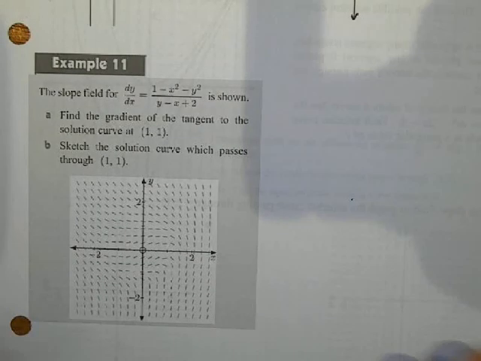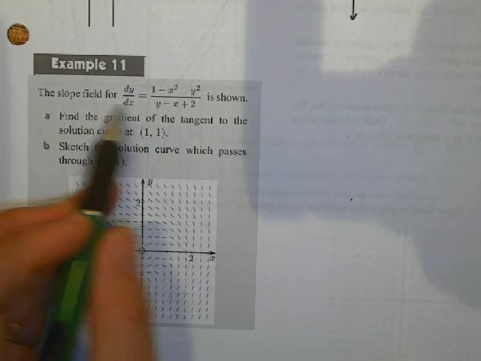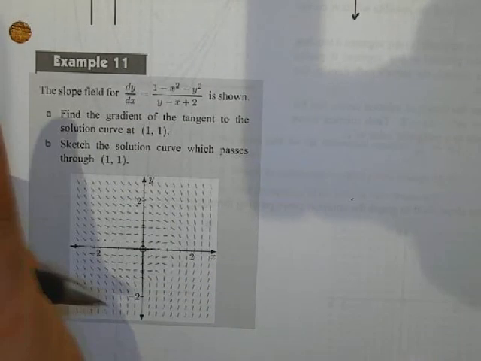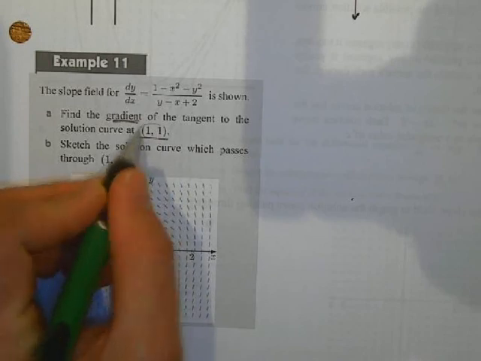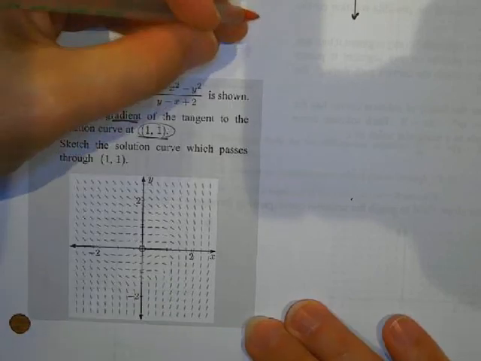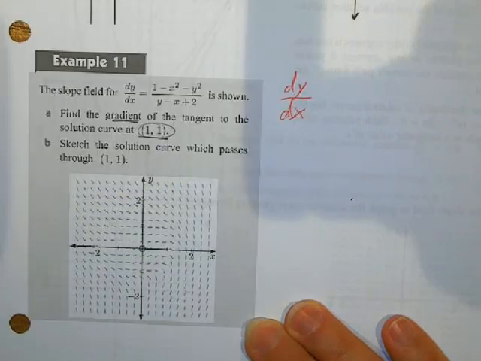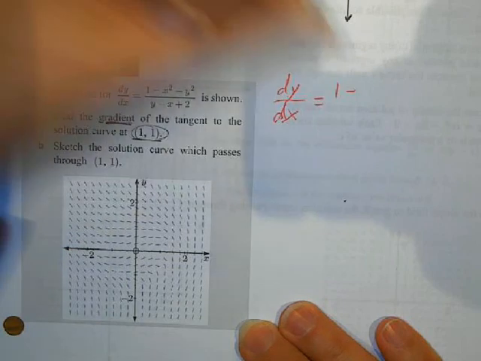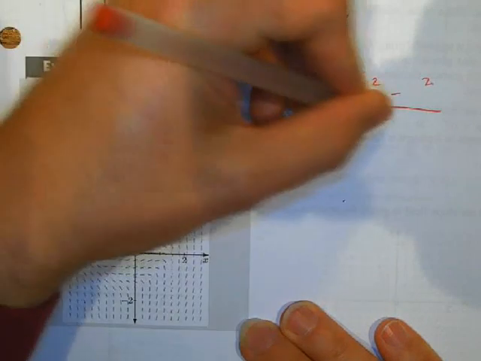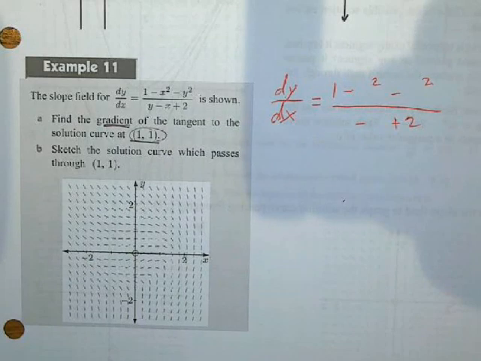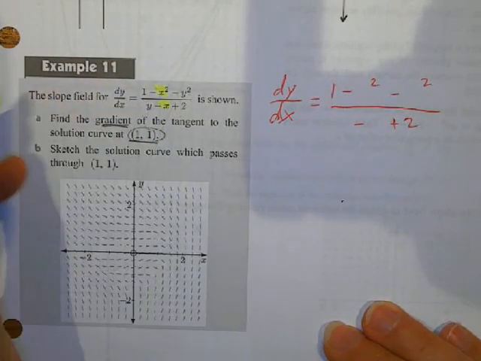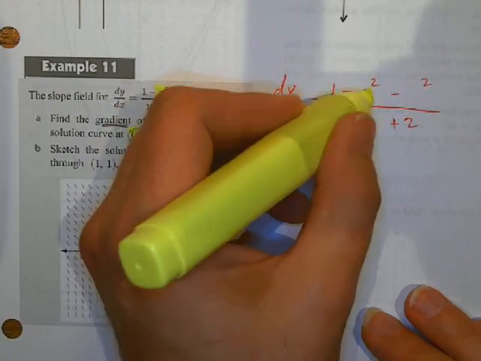So they've given you a slope field, and this is the derivative here that gives you the slope. Find the gradient of the tangent to the curve at (1, 1). So basically, we're going to use this equation here, dy/dx, and we've got 1 minus something squared minus something squared over... okay, so our x value here we know is 1. So I'm going to replace the x with 1.